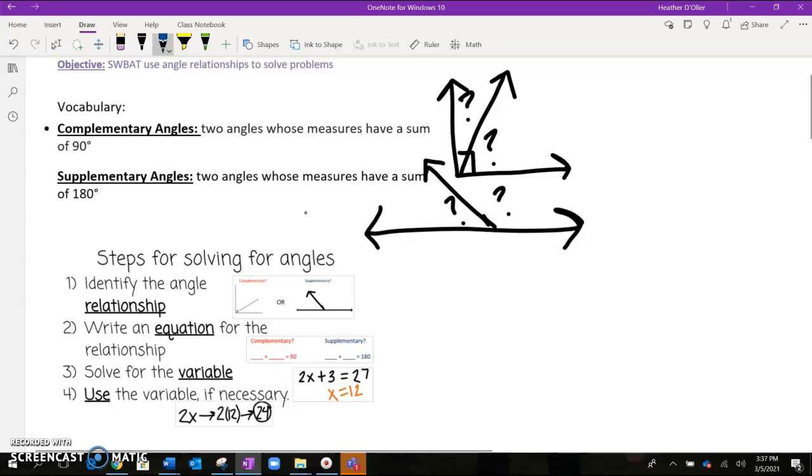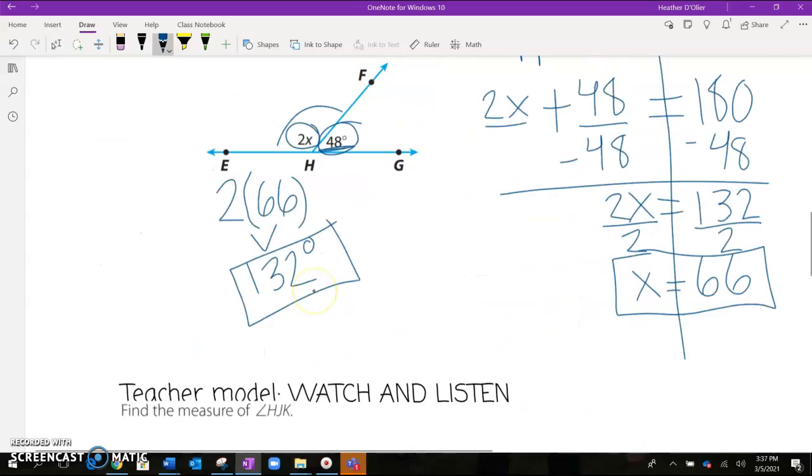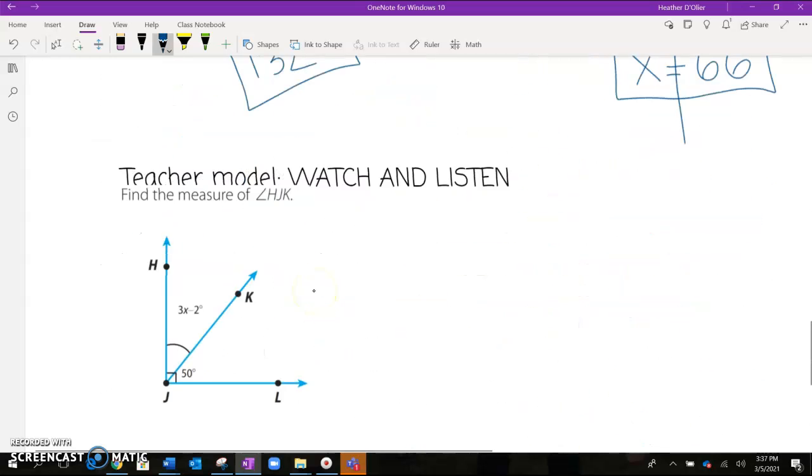Sorry, it's hard to scroll back and forth on this. But identify the angle relationship. Is it complementary or is it supplementary? Then write the equation. If it's complementary, the parts add up to 90. If it's supplementary, the parts add up to 180. So let's look.